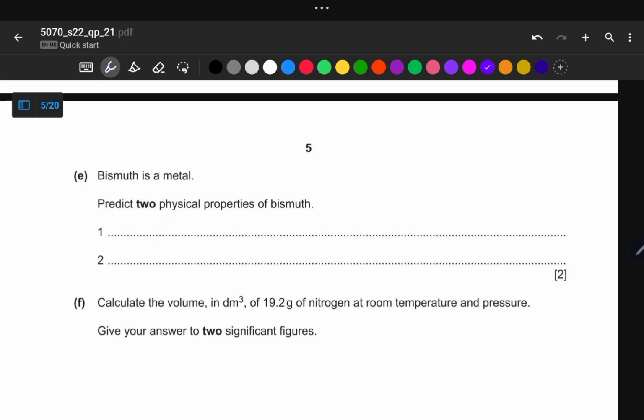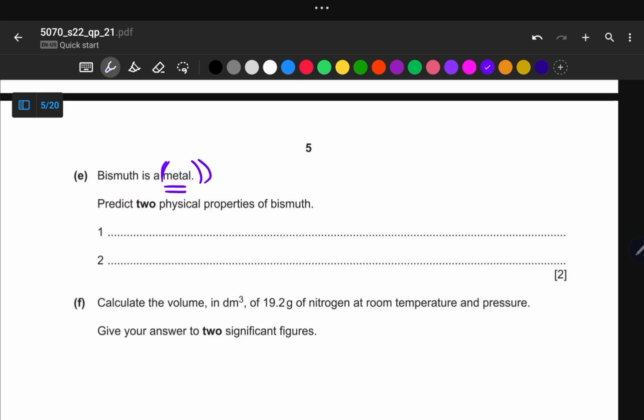And then we go on to number E. Number E says bismuth is a metal. State 2 properties of bismuth. So they are first telling us that it is a metal, and we are required to give 2 physical properties. They're only requiring you to give the physical properties for a metal. So what do we know for a metal? What are the physical properties of a metal?